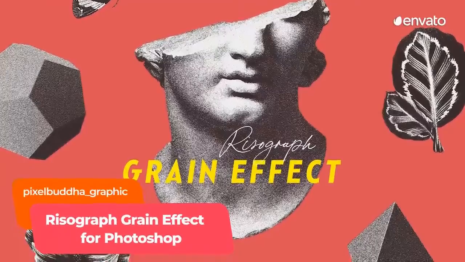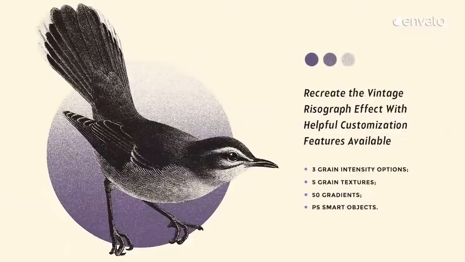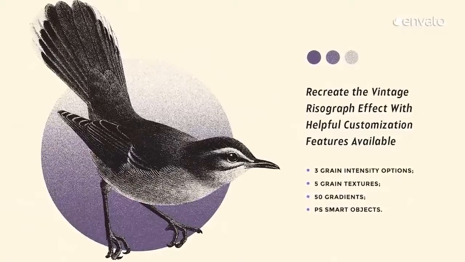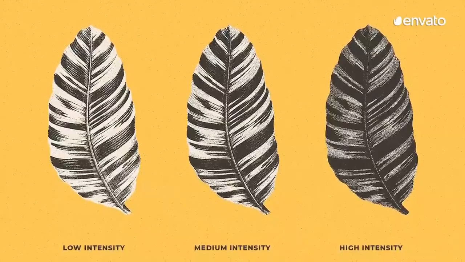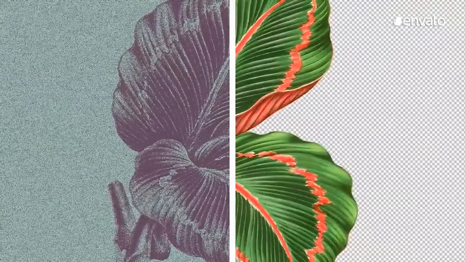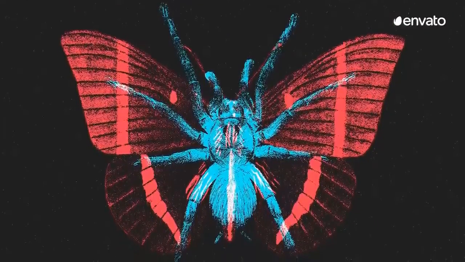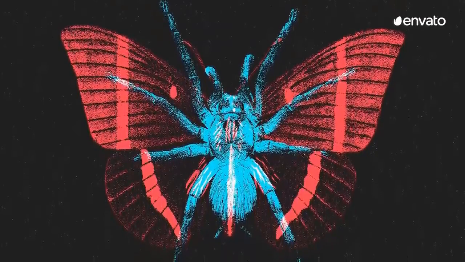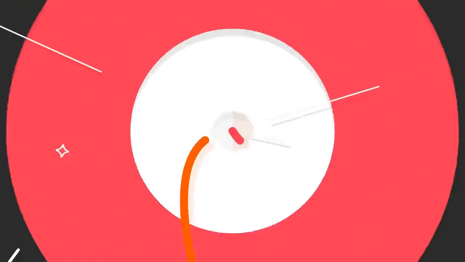Bring an analog aesthetic to your work with this pack from Envato Elements. It draws on inspiration from screen printing to come up with 3 grain intensity options, 5 grain textures, and 50 pre-made gradients that will transform your motion graphic designs. If you have the perfect image, this kit from Pixel Buddha Graphic will add the kind of analog interference that will give it a timeless sense of hand-printed, risograph-inspired wonder.